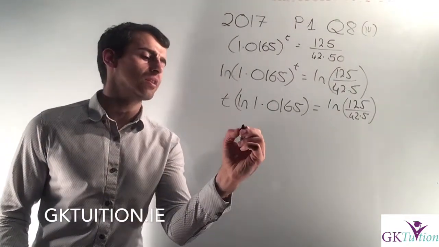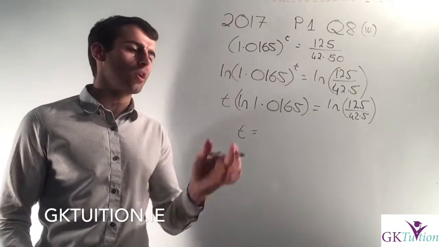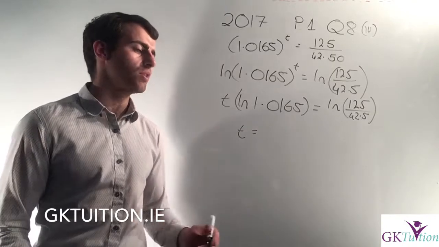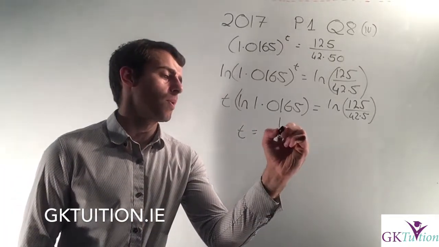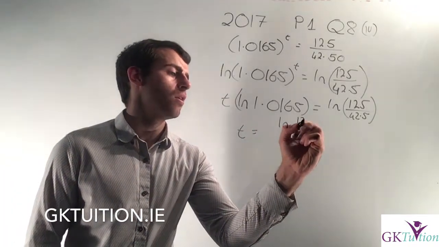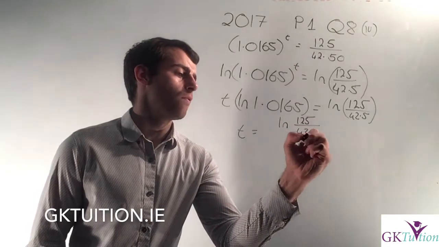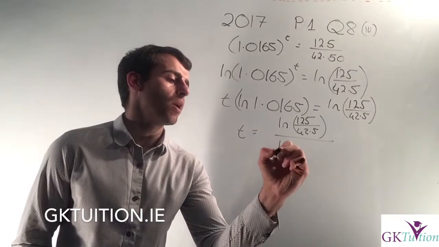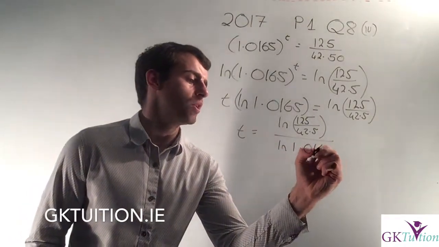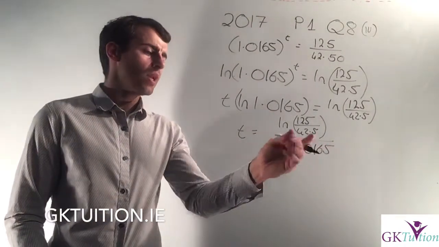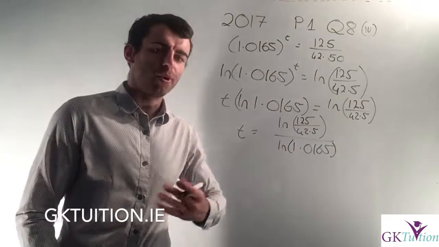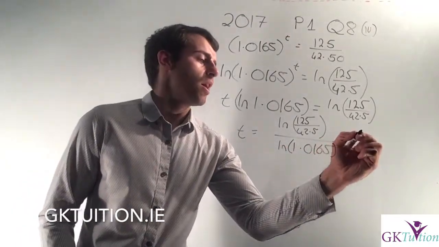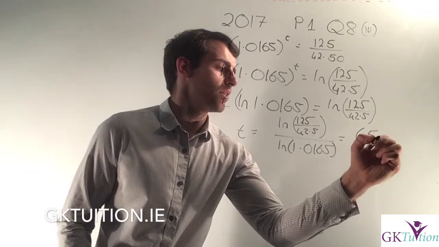Now if I want to get t on its own, I'm going to divide both sides by ln 1.0165. Which means my right-hand side will become ln 125 over 42.5. Make sure you put that in brackets. Divided by ln 1.0165. These are all numbers. So I can just plug them all straight into my calculator. And if you put it into your calculator, you should get 65.9.